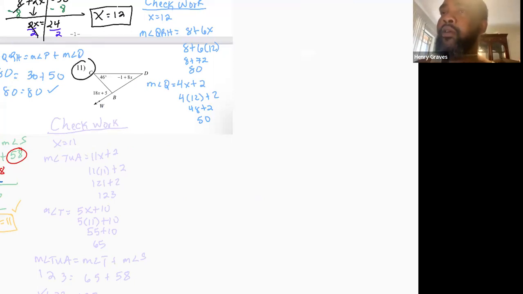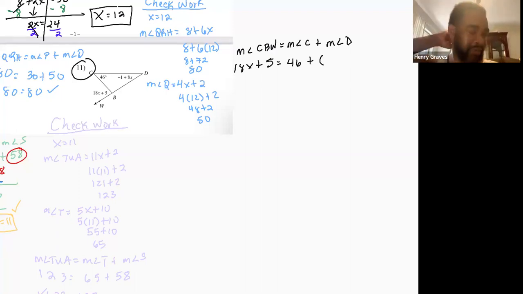So here on the top, we have the measurement of angle CBW is equal to the measurement of angle C plus the measurement of angle D. So that's going to be 18x plus 5 is equal to 46 plus (-1 plus 8x). I put it in parentheses, and you'll see why in just a moment. But they're going to be combined like terms, right?